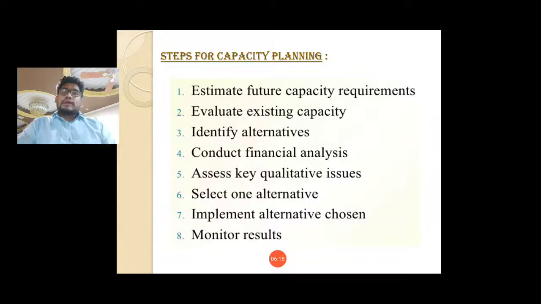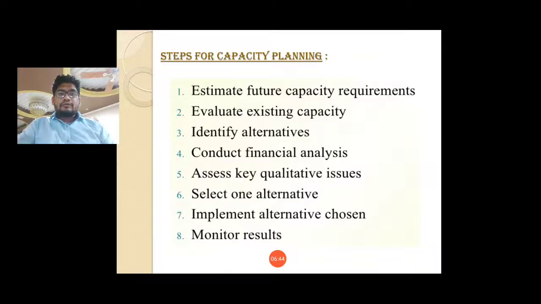Fine. Second comes to evaluate existing capacity. You should always evaluate the existing capacity. What is exactly the capacity you have currently, and what capacity will be needed in the coming future. Okay. Third one is to identify alternatives. You must always think of the alternatives so as to reduce the cost of production.